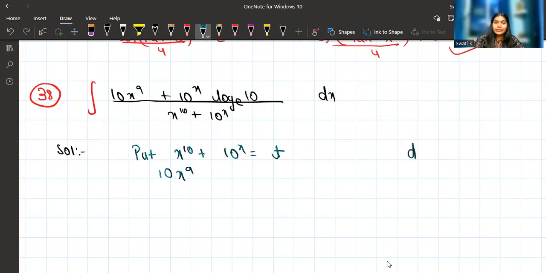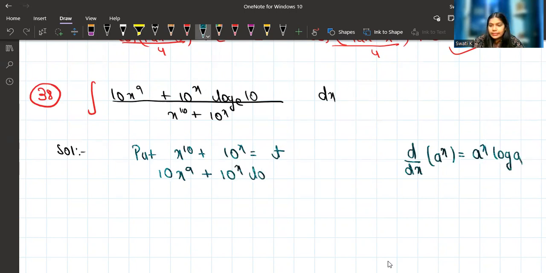Because we have 10 raised to x, it is the same as a raised to x. So the derivative of a raised to x is a raised to x as it is, and then log a. Using this formula, this will become plus 10 raised to x as it is, and then log base e of 10, since the value of a is 10. And of course, dx equals dt.